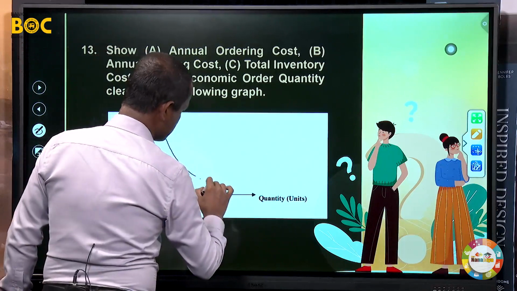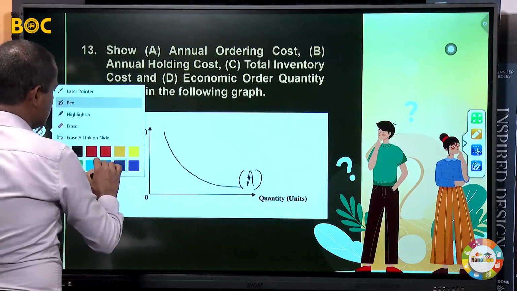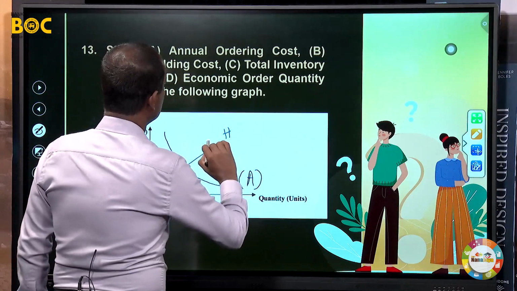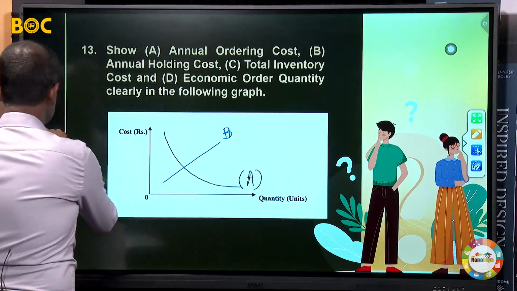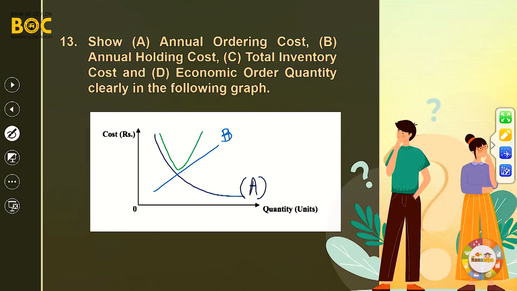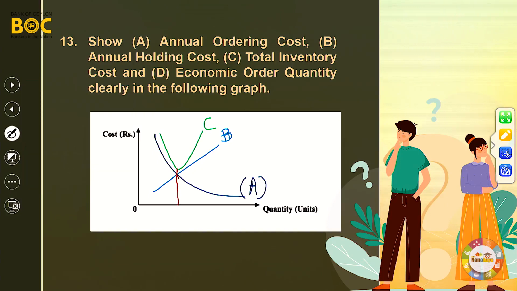If the question wants you to name these as A, B, C, D: this is ordering cost, A. This is holding cost, B. The total inventory related cost reduces to a certain level but then increases again, C. This is D, the economic order quantity, the minimum point of your total cost curve.